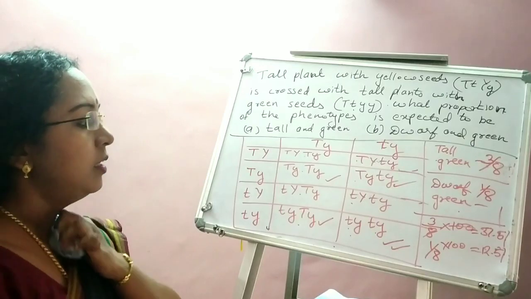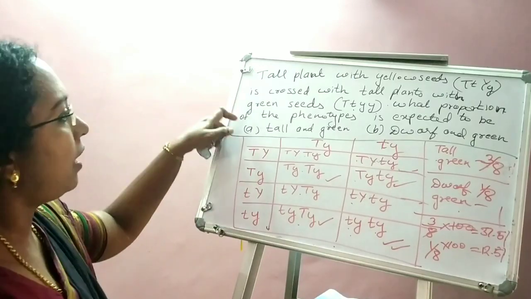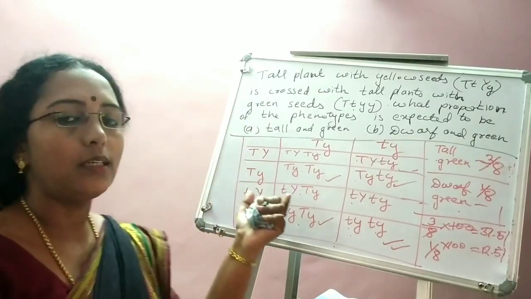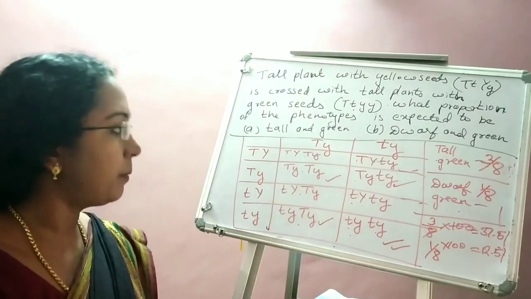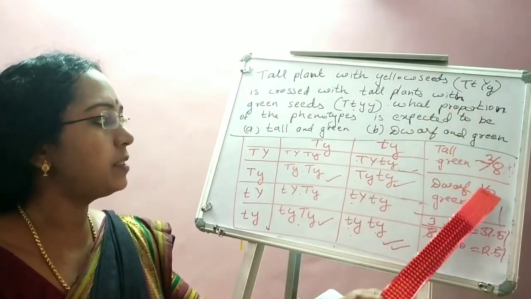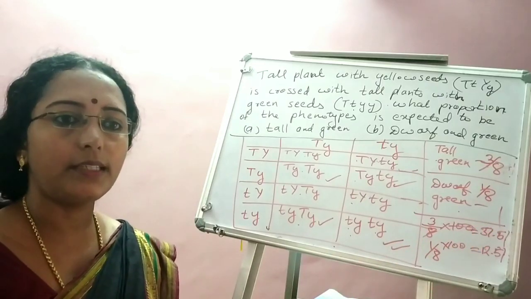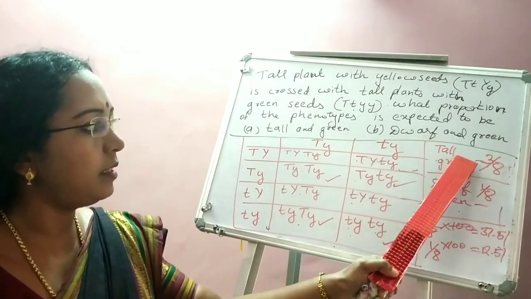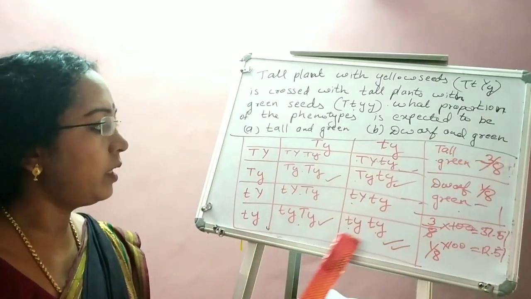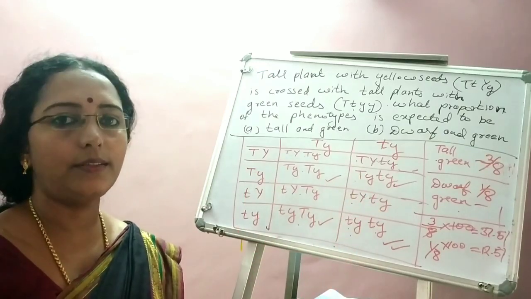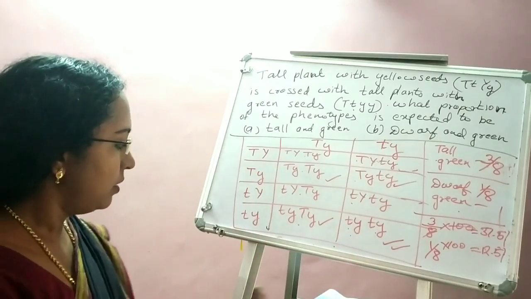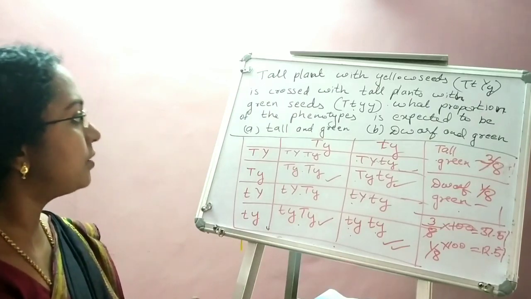So here, if a question like this is asked with the word proportion, it is better that you express it in the form of percentage. Just whatever number you are getting here, divided by the total number of progeny into 100. Okay, so that is how you can solve such a question.